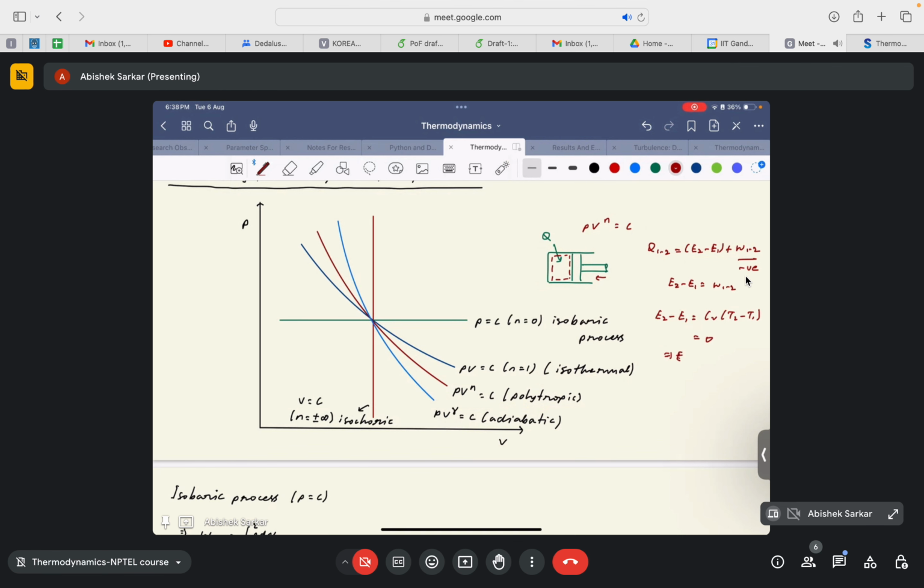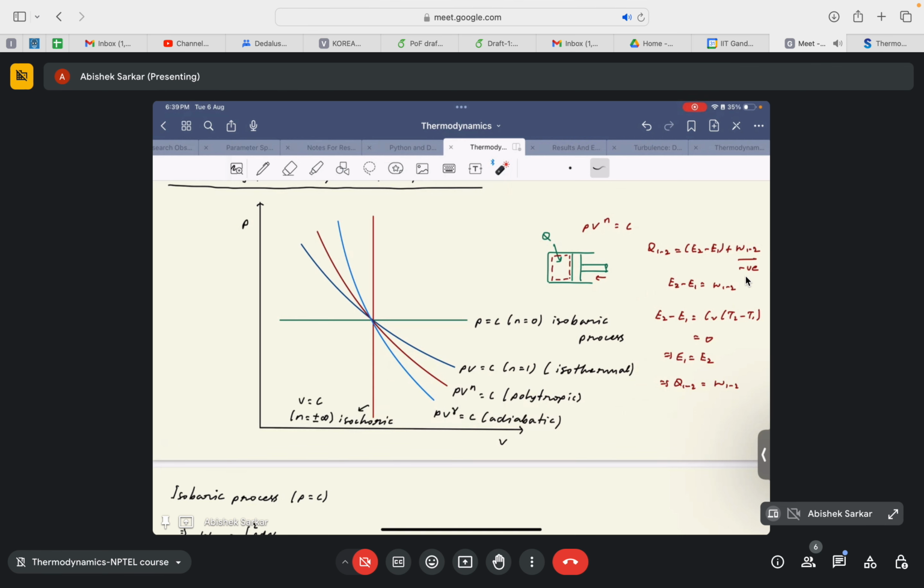In that case, the heat interaction is equal to the net work interaction. This becomes a special case when we are considering an isothermal process. So you are clearly seeing that this is the special case for the adiabatic case, and this is for the isothermal case. I'm just giving specialized examples. It's not always true, but in special cases this is true.